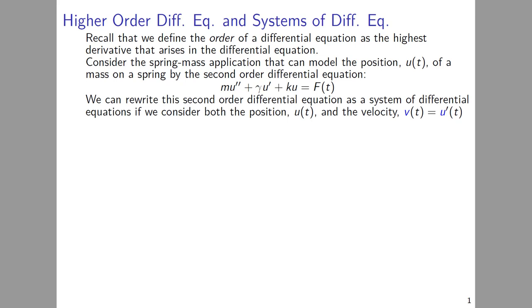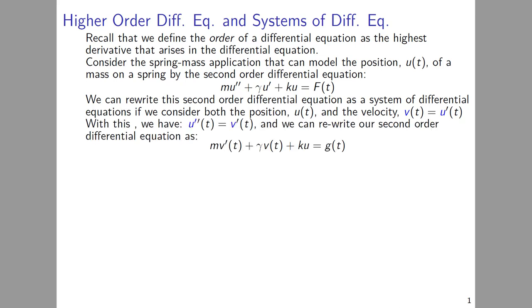Now we can rewrite this second order differential equation as a system of differential equations if we consider both the position u of t and the velocity v of t, which is u prime. With this, we have that u double prime of t is v prime of t, and we can rewrite our second order differential equation as m times v prime of t plus gamma times v of t plus k times u equals g of t by replacing u prime with v and u double prime with v prime. Now we have a first order differential equation because the highest order of the derivative is the first derivative of v.